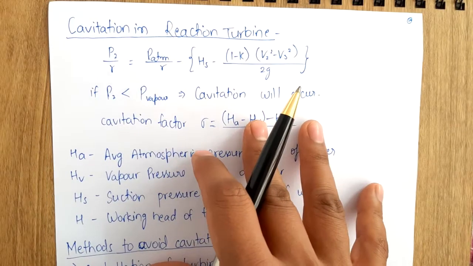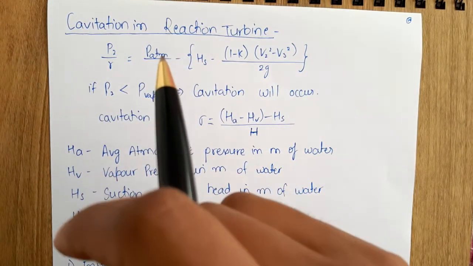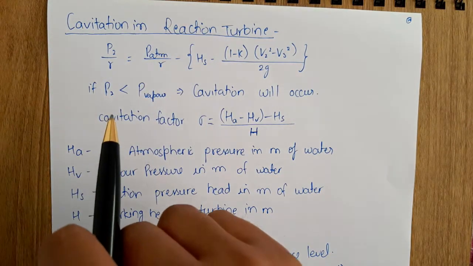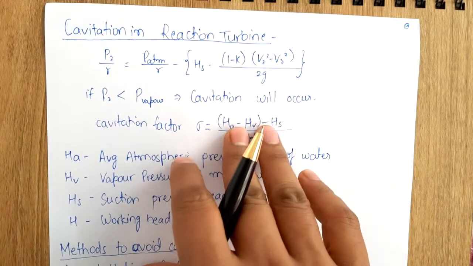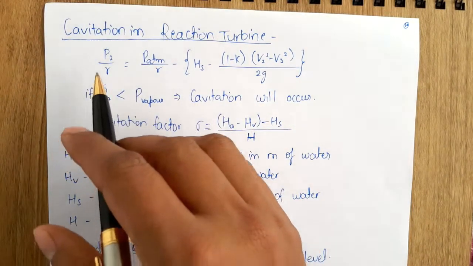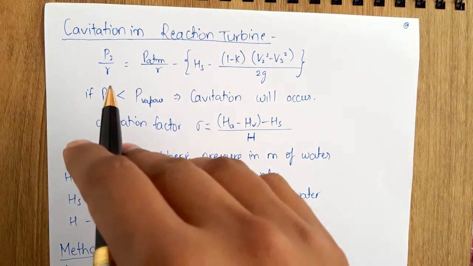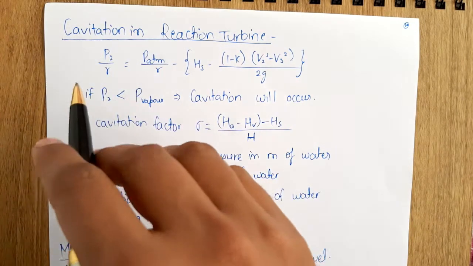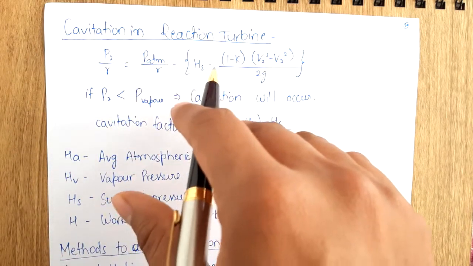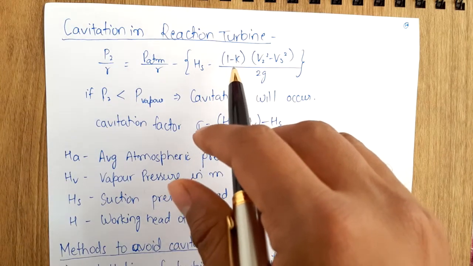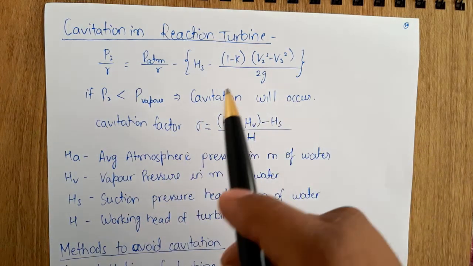Now we will see the cavitation in a reaction turbine. Cavitation is the process which occurs if the pressure of the liquid becomes less than the vapor pressure. Cavitation is a process which can destroy a turbine. So here we can see the pressure at the P2 level, that is the pressure outside the turbine, in the arrangement in the draft tube. It can be given by P2 upon gamma equal to P ATM upon gamma minus HS minus 1 minus K times (V2 square minus V3 square) upon 2g. Okay, we have seen it in the draft tube.